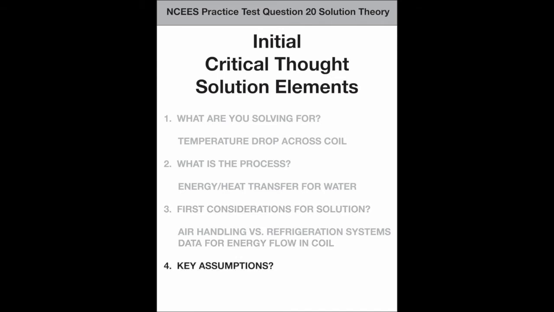4. Are there key assumptions? That there is likely useless and misleading information in the question which must be filtered out in your analysis. That the air handling system is simple and standard with no exotic configurations. Also, that the water flowing through the coil is also standard as it relates to its heat transfer properties.